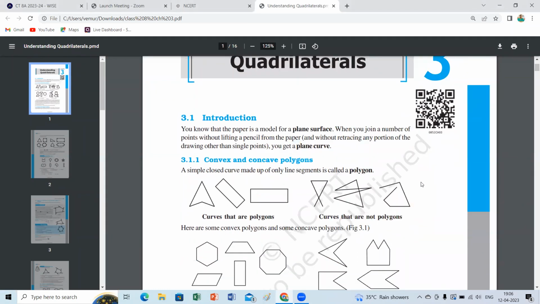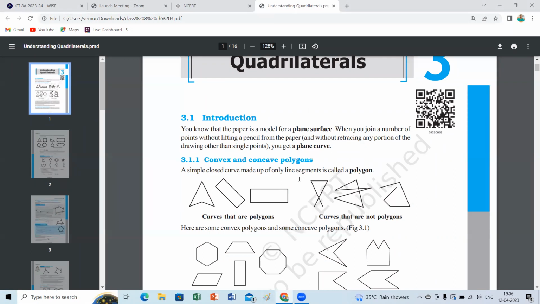This one is the last one. It's not a closed figure, because it's an open figure. So we cannot say this is a polygon. So the first three figures are polygons, and figures 4, 5, 6 are not polygons.